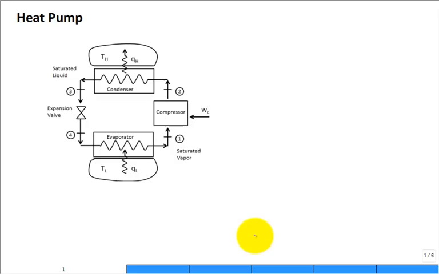Now I want to talk about a heat pump system. The heat pump system has the same components. It has an evaporator and a condenser. The evaporator is absorbing heat from a low temperature source. What does the condenser do? It has to reject heat to a high temperature source. Same thing. Hold it. This looks exactly like an air conditioner, refrigeration cycle.